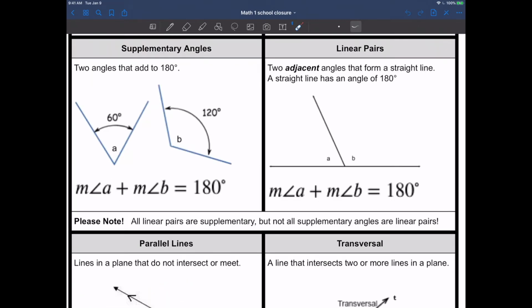Supplementary angles are two angles that add to 180 degrees. So here we have angle A and angle B. And if we were to add these two together, we would get 180 degrees. That's what supplementary angles are.